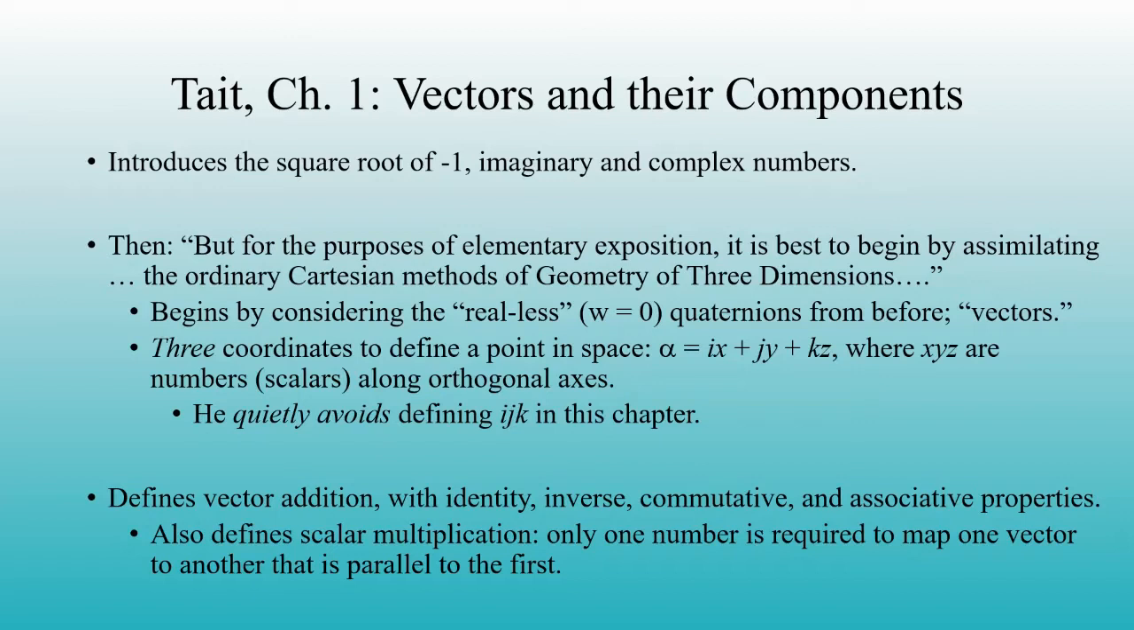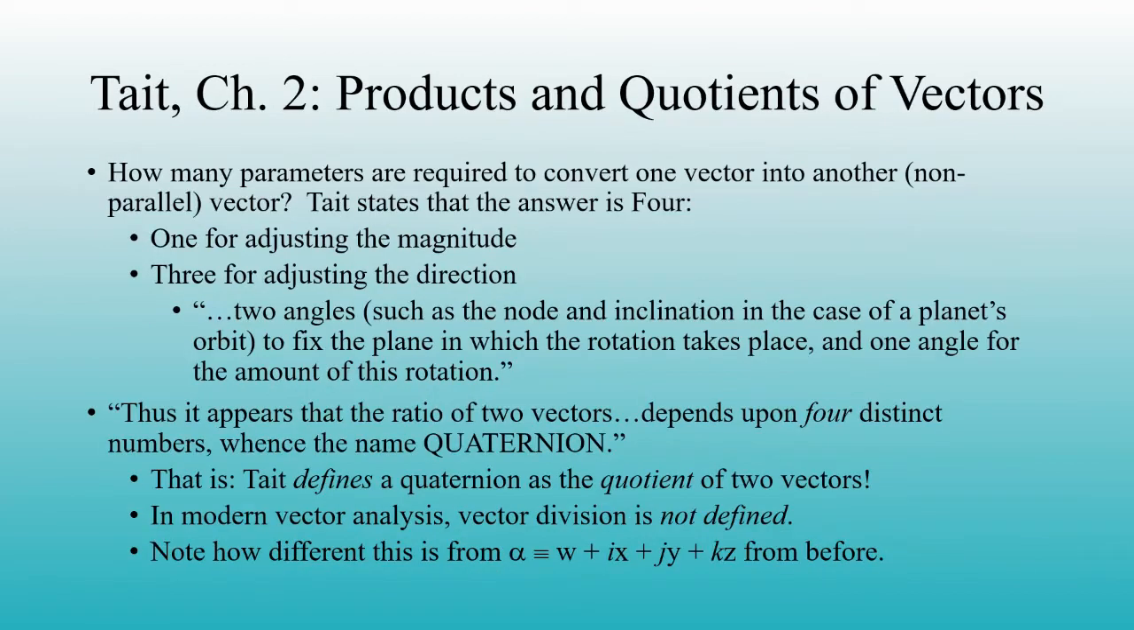He then proceeds to define vector addition with the identity, inverse, commutative, and associative properties. He also defines scalar multiplication. Just one number, a scalar, is required to transform one of his 3D vectors into another that is parallel to the first. Finally, he introduces some of the concepts needed for vector differentiation, and then concludes with a number of examples in which he shows that vector operations reproduce many of the proofs in Euclid's geometry and are thus consistent with it. Tait's chapter 2 is entitled Products and Quotients of Vectors.